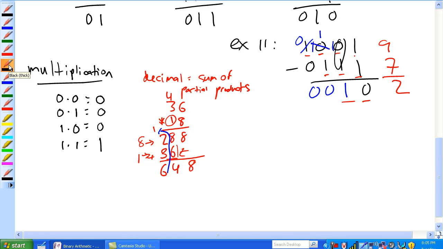So let's multiply. There is 110 times 111. So, start off, let's do this guy right here for 1. So 1 times 0, 0. 1 times 1, 1. 1 times 1, 1. This is green for this guy. So it's 011. And let's use red for this one. So that's 011.